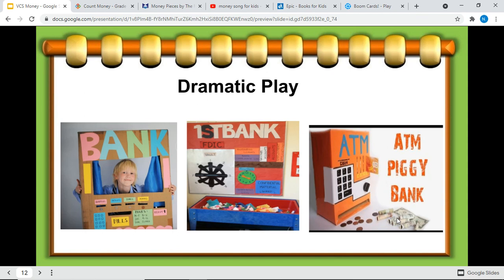You can also do dramatic play, such as a bank. So here, students would talk about money. They have bills, have the hours. Here, there's a sensory table with different items in it, in addition to the ATM bank.